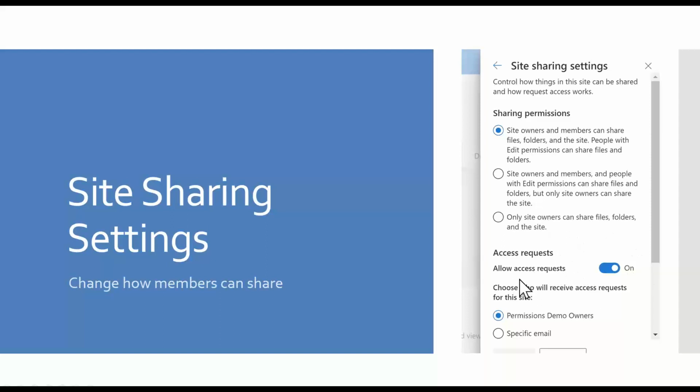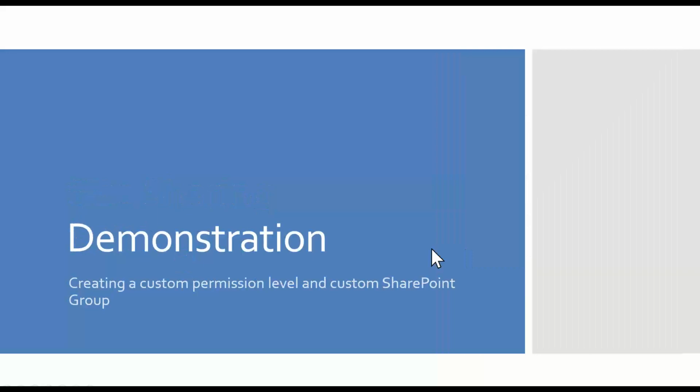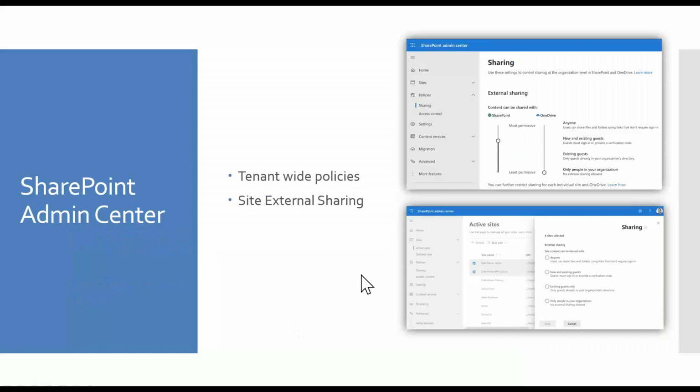You can also turn on access requests. If they're switched on, people can request access, and you can specify an email address for them to go to, or go to the owners group. And you can then go through and allow access through that. So yeah, this we actually already did, creating a custom permission level and a custom SharePoint group.